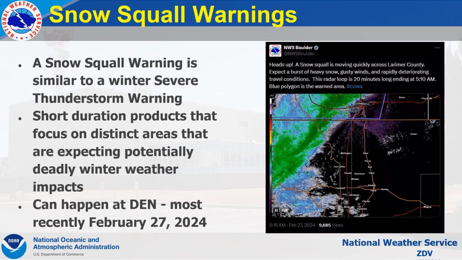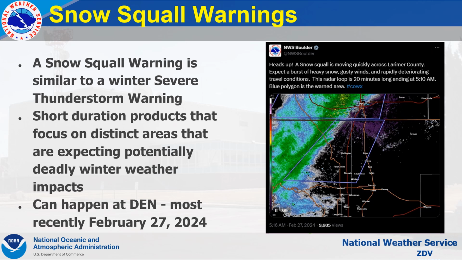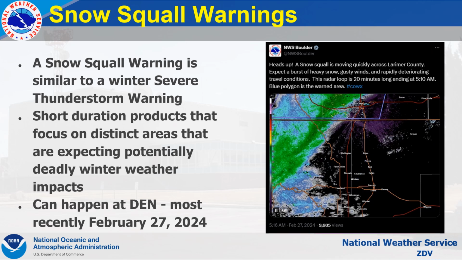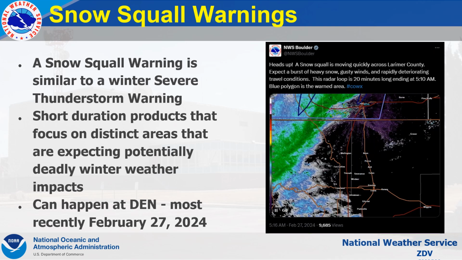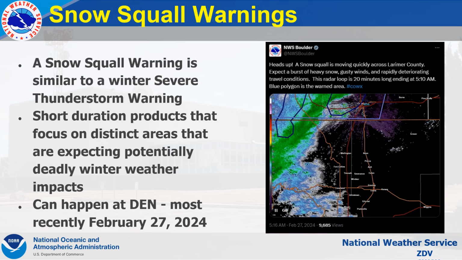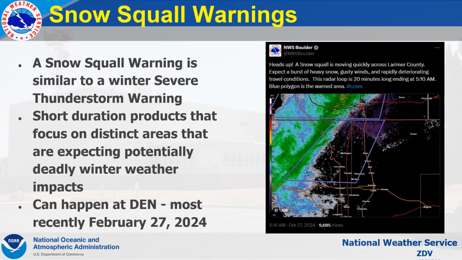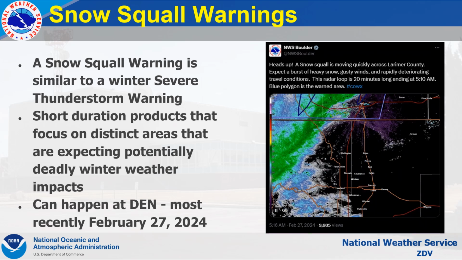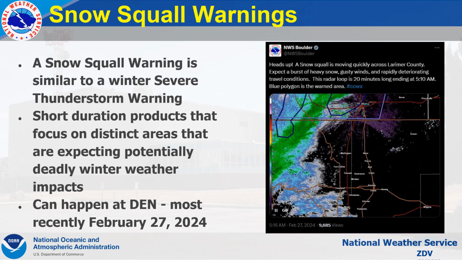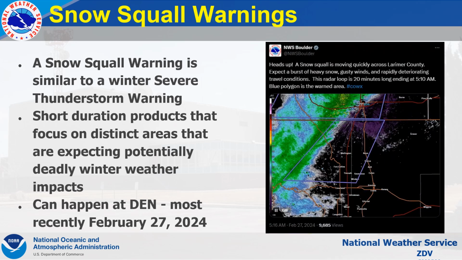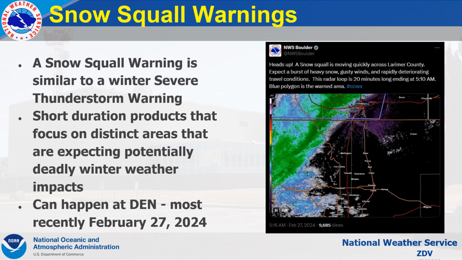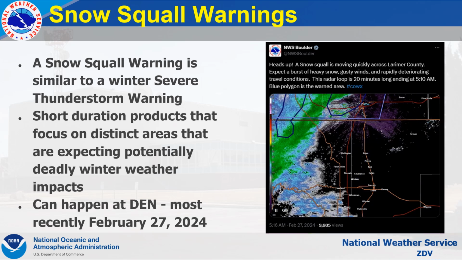It can happen at Denver International Airport as well as any of our airports within the airspace. Most recently it occurred at Denver February 27th of 2024. Here's an image on the right that shows how the precipitation looked on radar moving through the area. What happened is that the winds began to pick up. The snow began to fall very heavily, reducing the visibility and RVRs, and the snow accumulated very quickly, resulting in poor to nil braking action, which essentially shut down the airport for a short period of time.